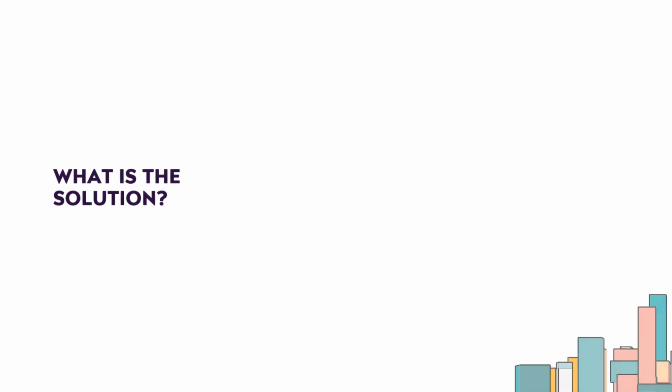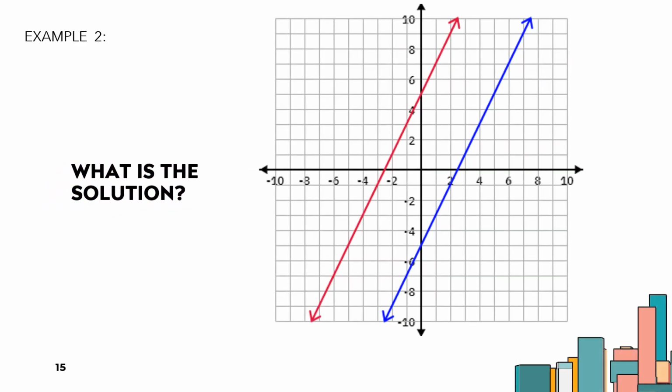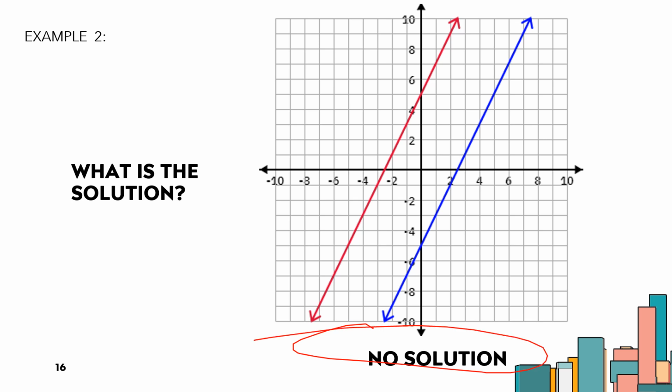Our next one here, what's the solution? Where do these lines intersect? Do they intersect? Will they intersect? So it doesn't look like they will ever intersect. So what do we call them? That's right. No solution. They're parallel lines.